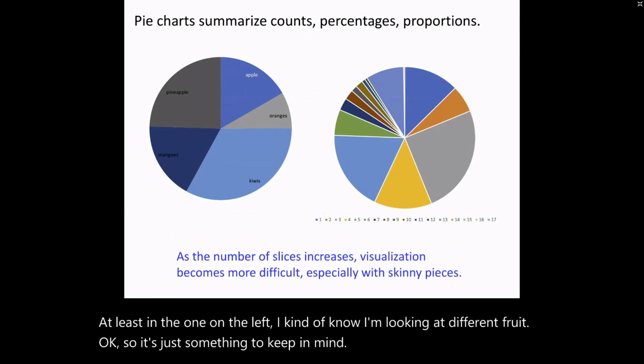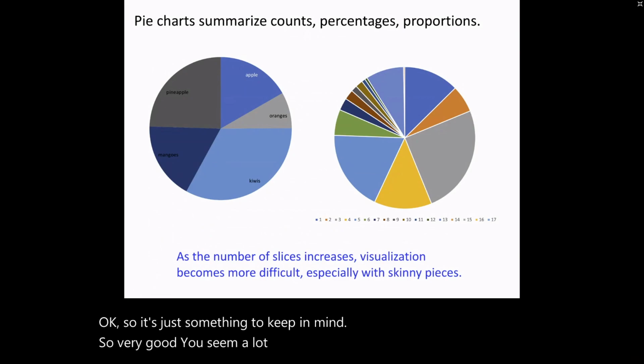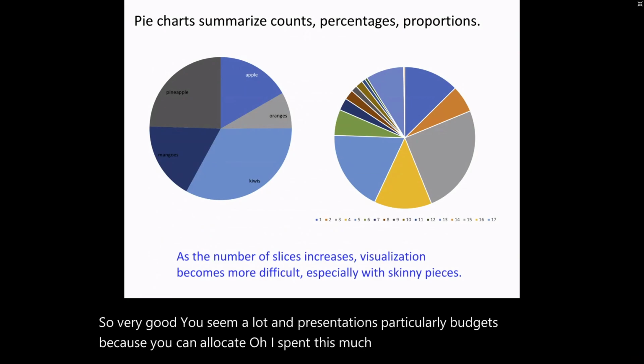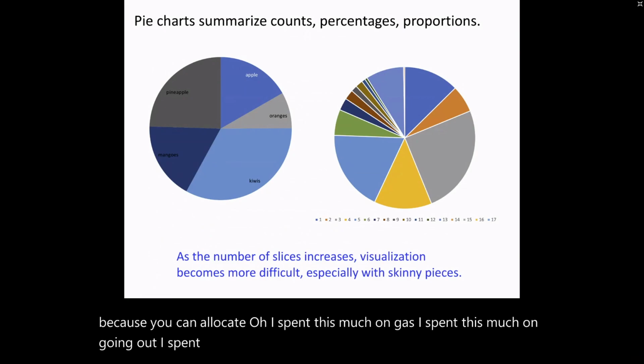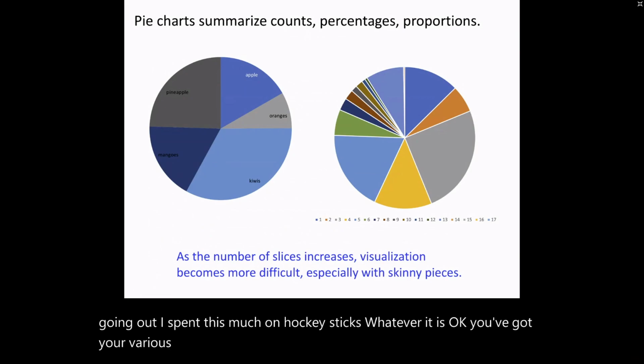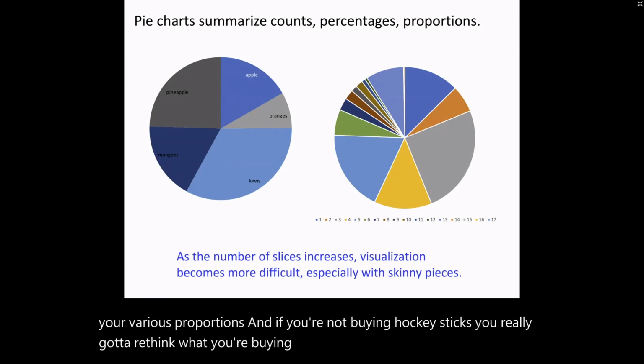So very good. You'll see them a lot in presentations, particularly budgets, because you can allocate, oh, I spent this much on gas, I spent this much on going out, I spent this much on hockey sticks, whatever it is. Okay, you've got your various proportions. And if you're not buying hockey sticks, you really got to rethink what you're buying with your money, right?